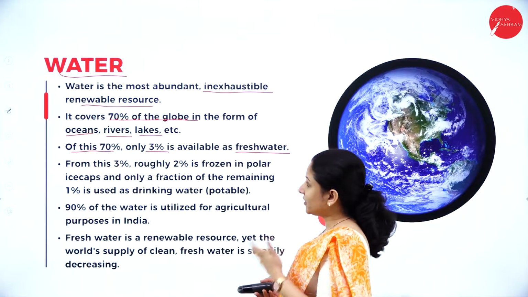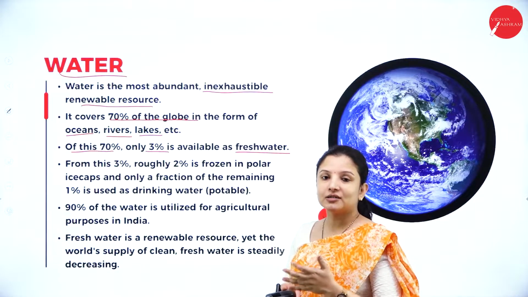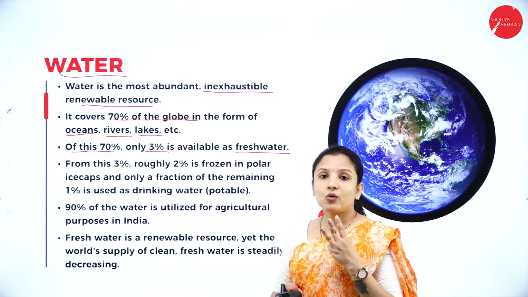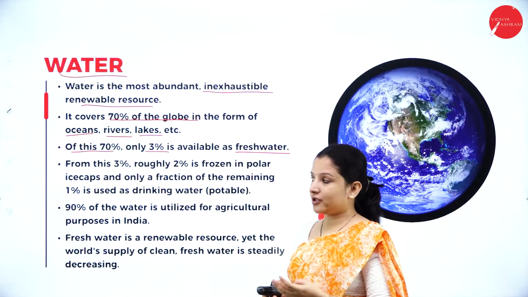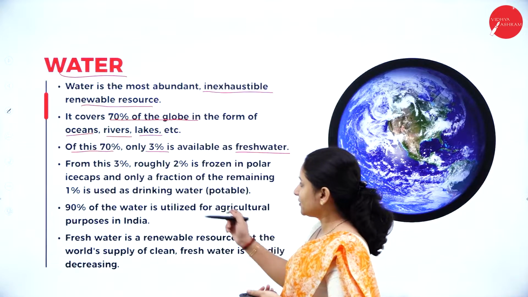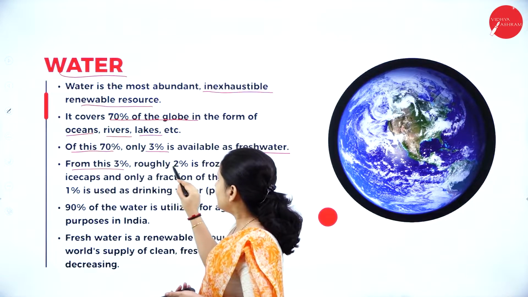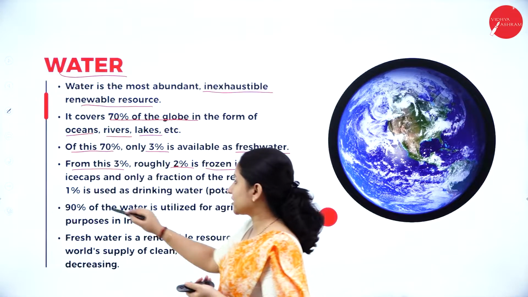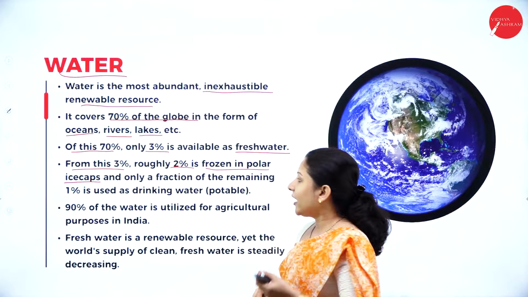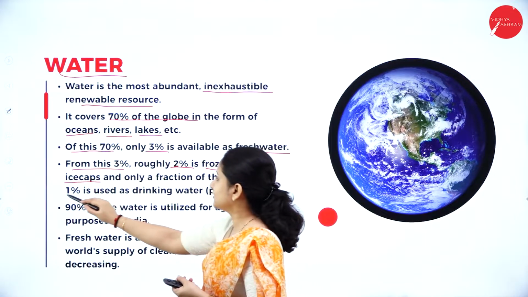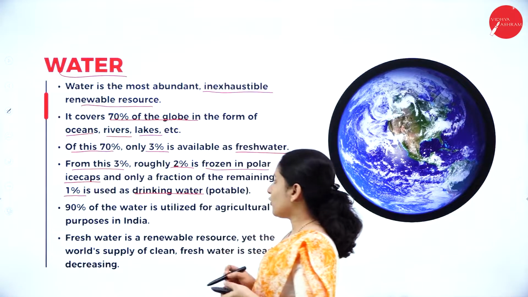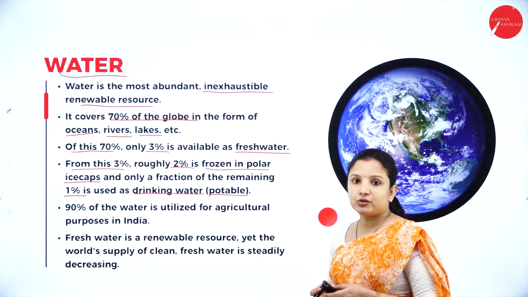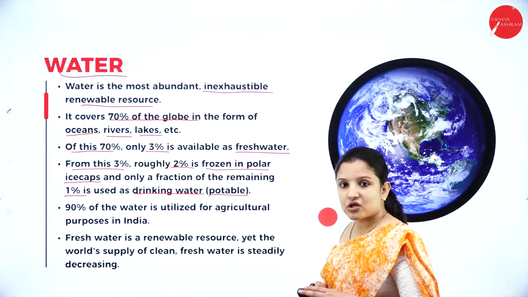So imagine 70% of the globe or the earth is covered by water, and out of that 70%, only 3% is fresh water. Again from this 3%, roughly 2% is in the frozen form, that is in the polar regions or the polar ice caps, and only 1% is used as drinking water or potable water. So potable water means the water that can be used for domestic and drinking purposes.